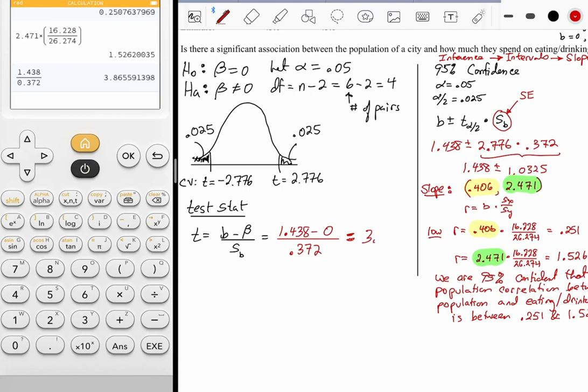3.866. All right, that falls in the shaded, or one of the shaded regions. So that's telling me that I'm going to reject the null. So the p-value, because it's two-tailed, is 2 times the probability that t is less than or greater than this number, it doesn't matter. But if it's less than, it's got to be negative, because we're looking for the fringe values.